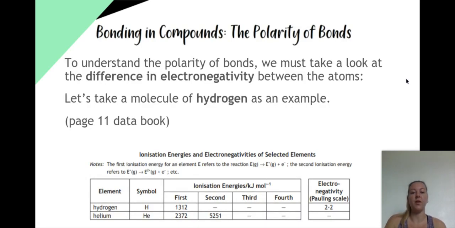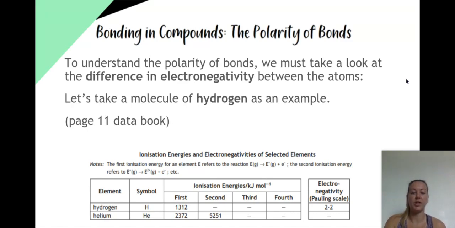So, the polarity of bonds. We're starting on page 3 of the pupil booklet. So, what has polarity to do with? It has to do with the difference in electronegativity between the atoms. So, if we take a molecule of hydrogen as an example, we know that hydrogen bonds as H2, in other words, covalently bonded, one hydrogen to the other via the sharing of the electron.